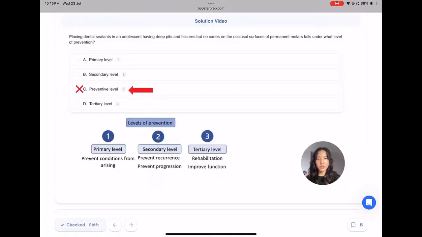Moving on to our other options, option B reads secondary level, and we know that in this level there is already the presence of a disease. But based off of our prompt, we know that there are no caries, which means that there's currently no active disease in this patient. So option B is incorrect, as we are not yet treating the disease, preventing recurrence, or preventing progression. Instead, an example of this type of prevention would be to place sealants on incipient caries in order to prevent it from progressing into active decay and cavitation.